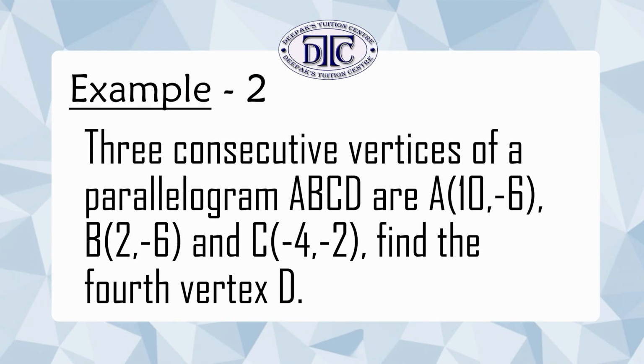3 consecutive vertices of a parallelogram ABCD are A(10, -6), B(2, -6) and C(-4, -2). Find the fourth vertex D.